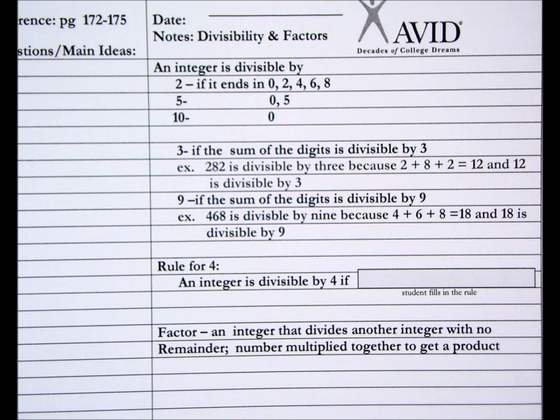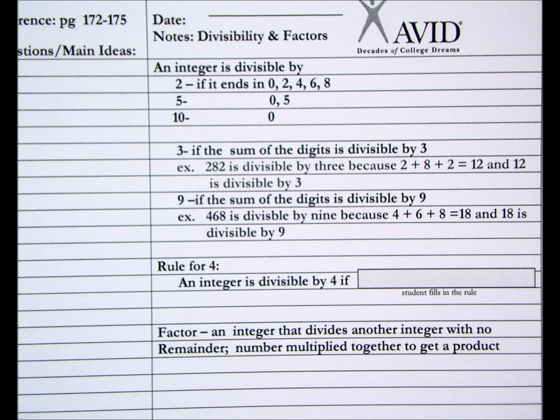This lesson is about divisibility and factors. Your reference pages are pages 172 to 175. In this section, we're going to learn a lot of rules about divisibility so that you can easily find out whether a number is divisible by another number.